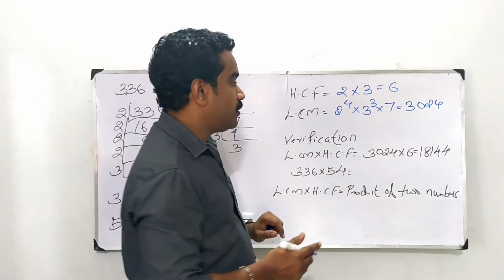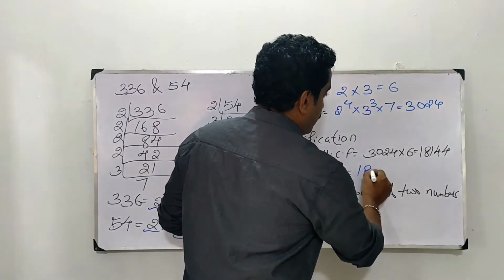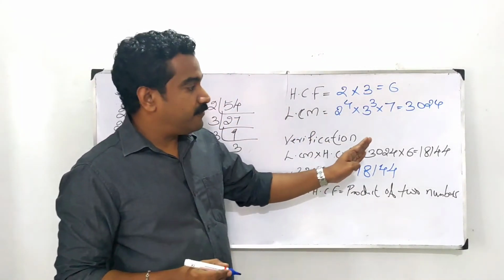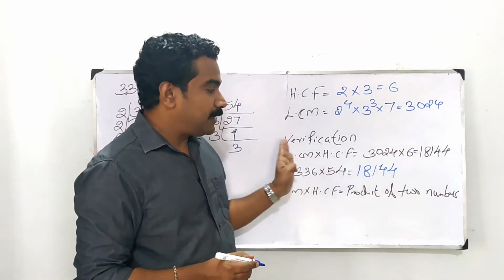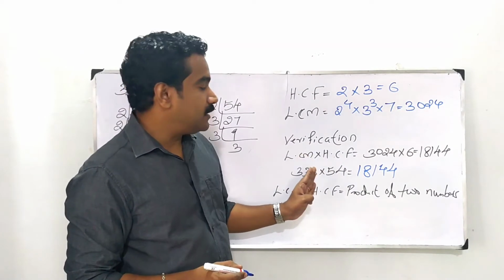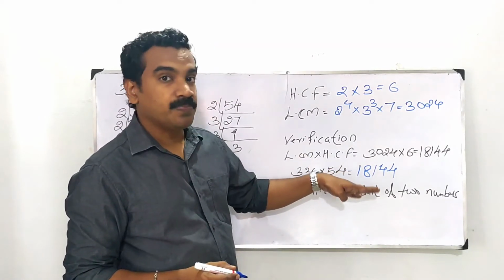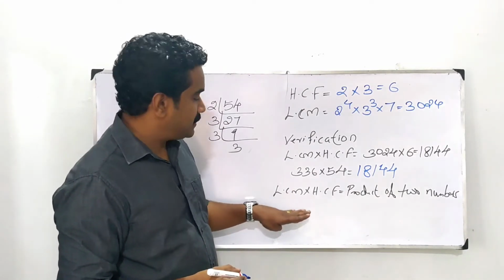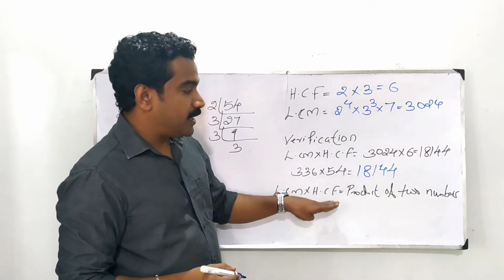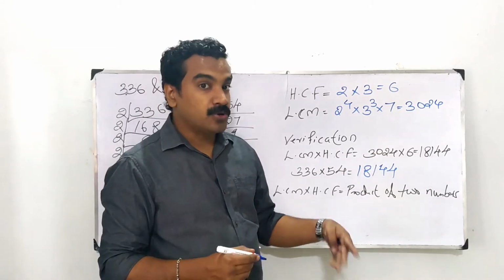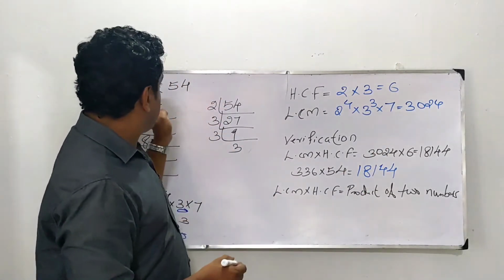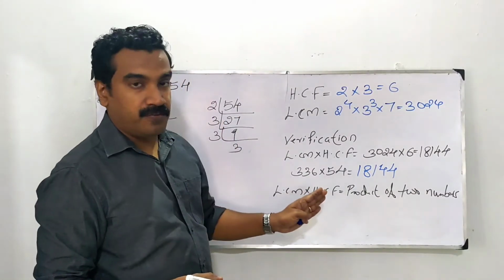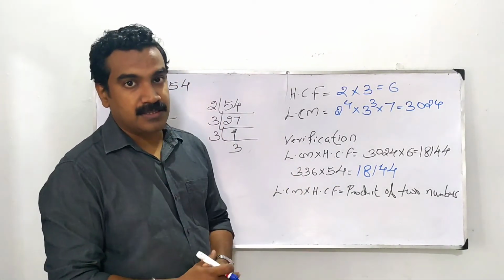336 into 54, that is also 18144. So LCM into HCF is 18144 and the product of the given numbers, that is 336 into 54, that is also 18144. So we verified. So we conclude the answer this way: LCM into HCF is equal to the product of the two numbers, or you can write LCM of 336, 54 into HCF of 336, 54 equal to 336 into 54.